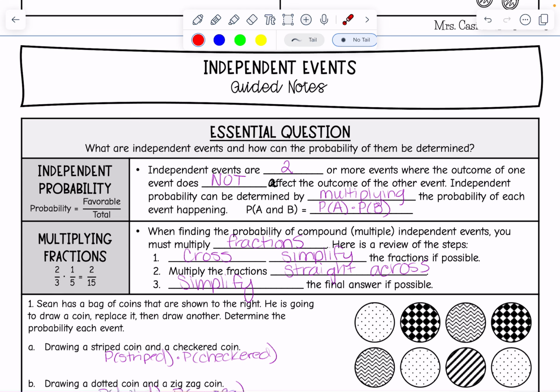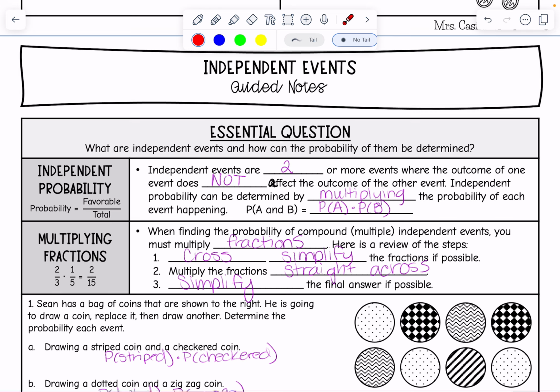This could be things like if I roll a dice and I spin a spinner, it's not going to matter what I roll on the dice. That will not affect the results of me spinning my spinner. That would be one example of independent events.